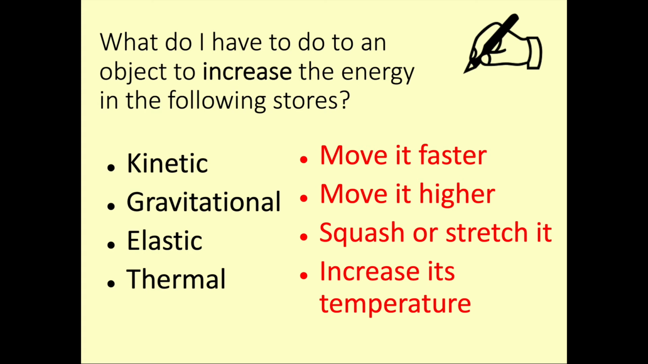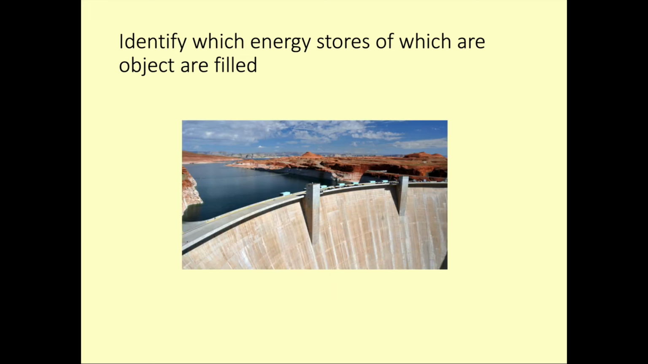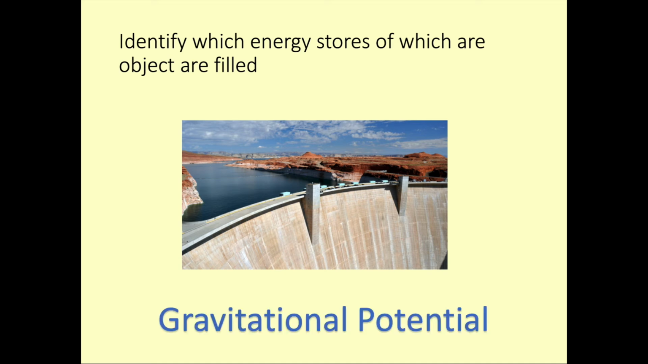Okay, so the next section of this video is going to be a bit of a quiz, thinking about what energy stores each of the objects have. So first one, pause the video while you have a think. And this is elastic, because we are stretching the spring. Next one, again, pause the video while you have a think. And this is gravitational potential, because that water is being stored at a level above the ground.